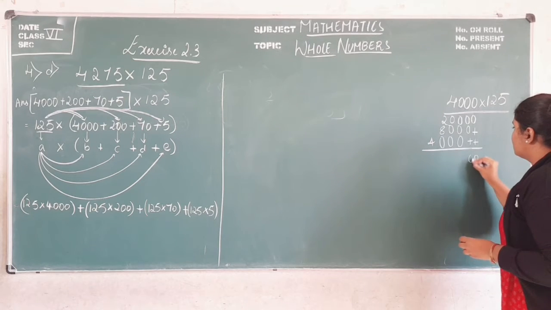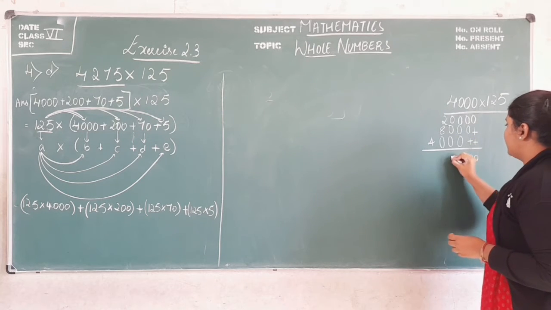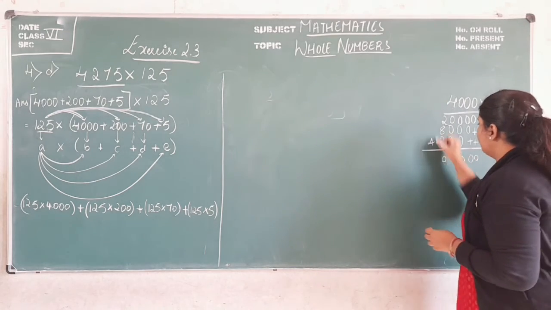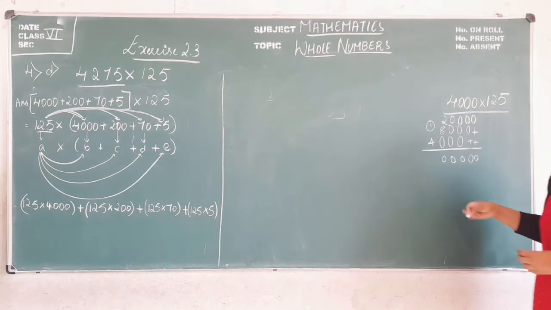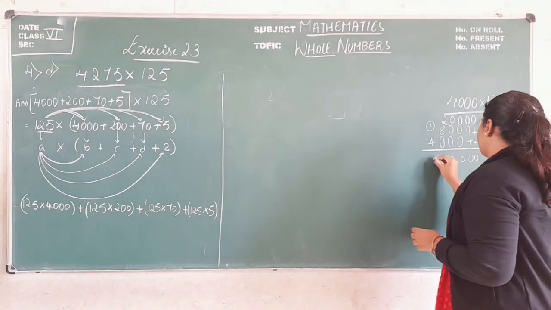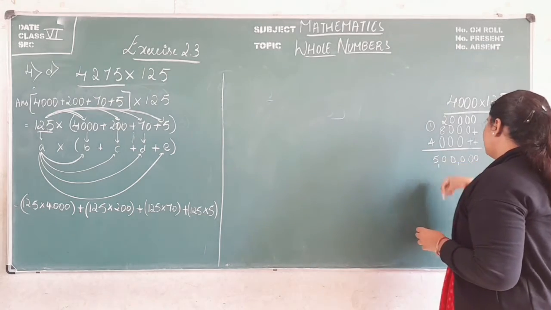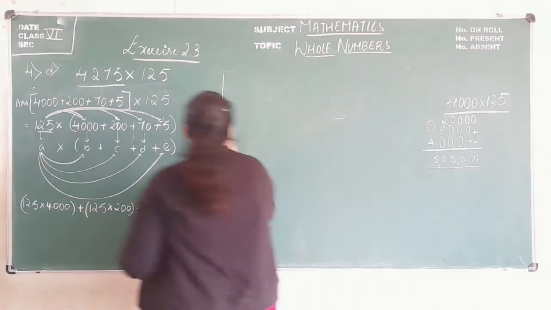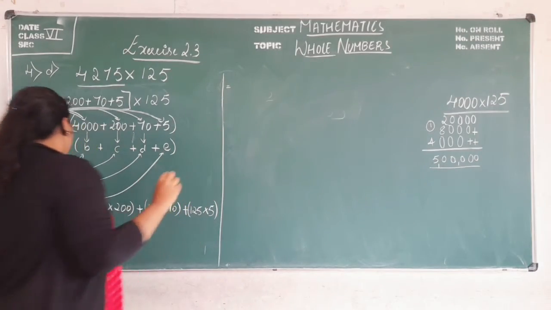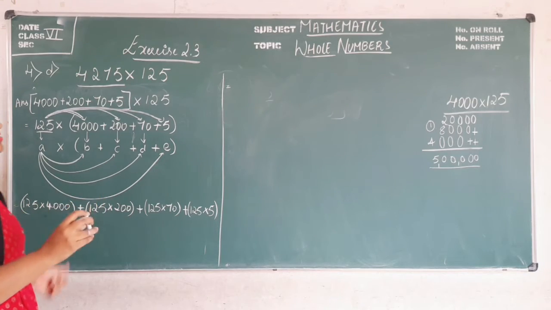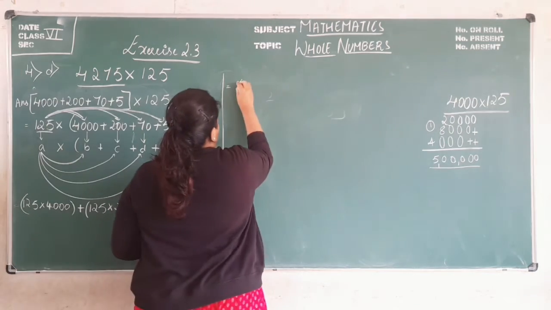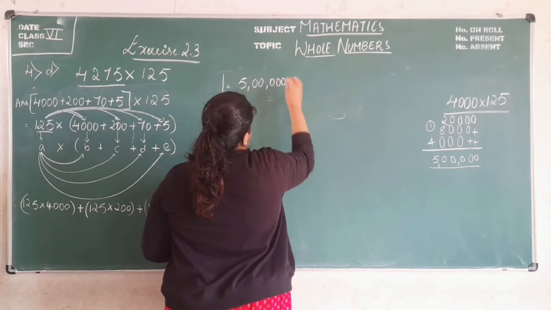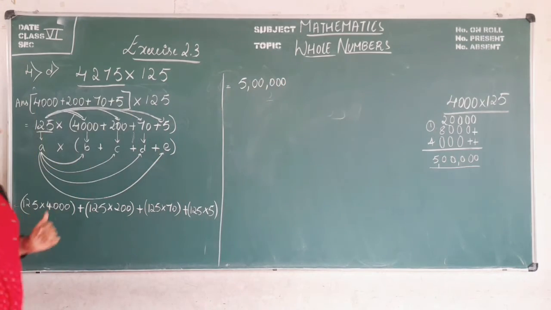So now we shall add this. 0, 0, 0, again 0 plus 0. What is 2 plus 8? 10. So 0, 1 carry. Then what is 1 plus 4? 5. So what did we get? Yes, I will be writing the value here. When we multiply 125 into 4000, we got 5 lakhs.